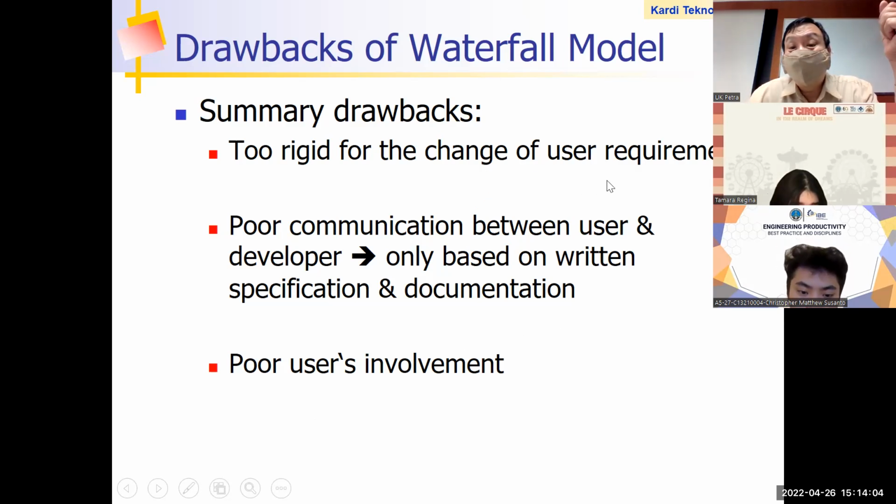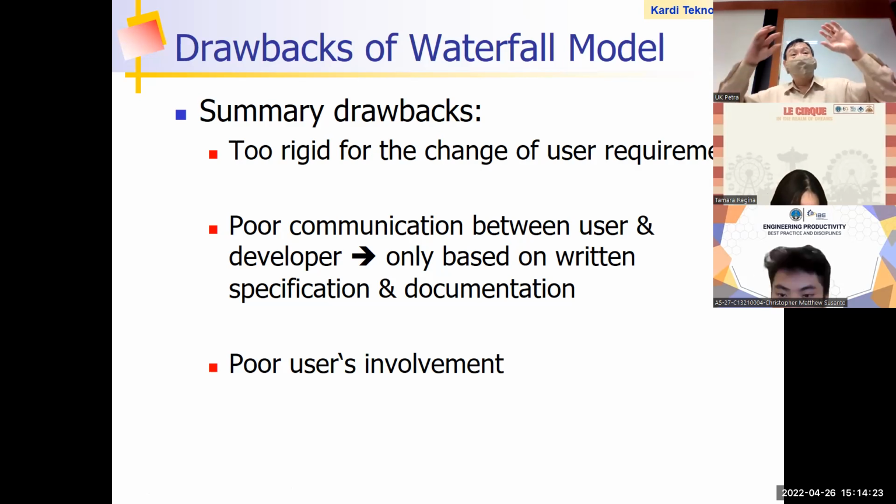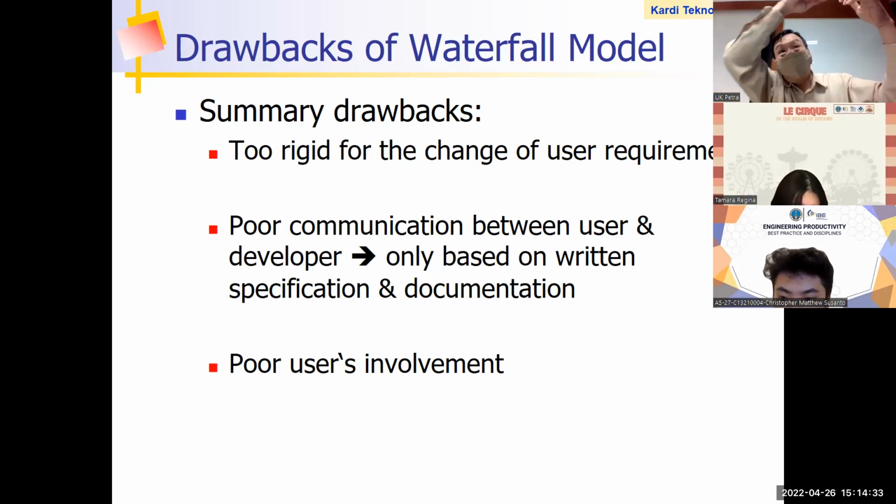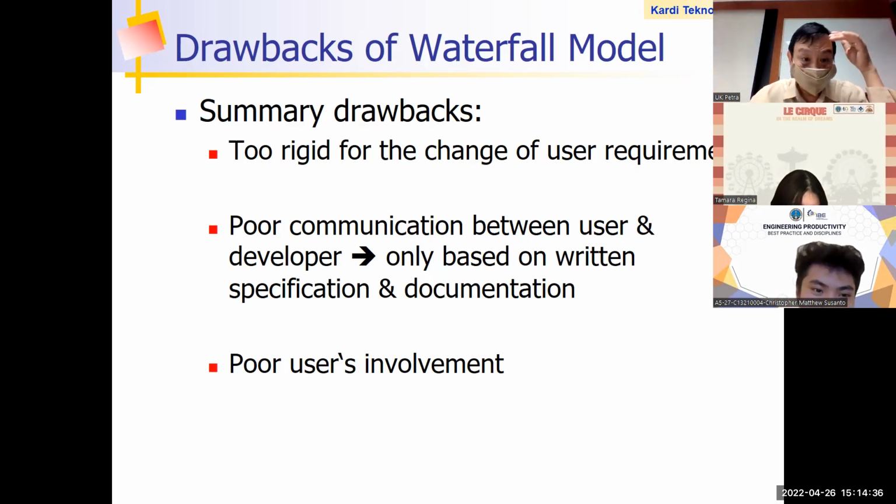Too rigid to the change of requirements. And there is a problem of communication between the user and the developer because everything is based on documentation. The user involvement here is very poor. So if you want to change, it's difficult. Because, for example, you are already in analysis or in design, and oh, there is a change in the requirement. Very difficult. You need to check back and then come back again with the waterfall. That is the drawback of the waterfall model.